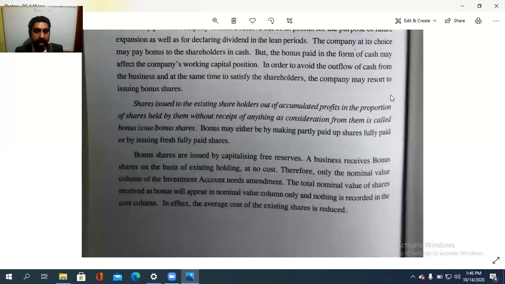Therefore, only the nominal value column of the investment account needs amendment.